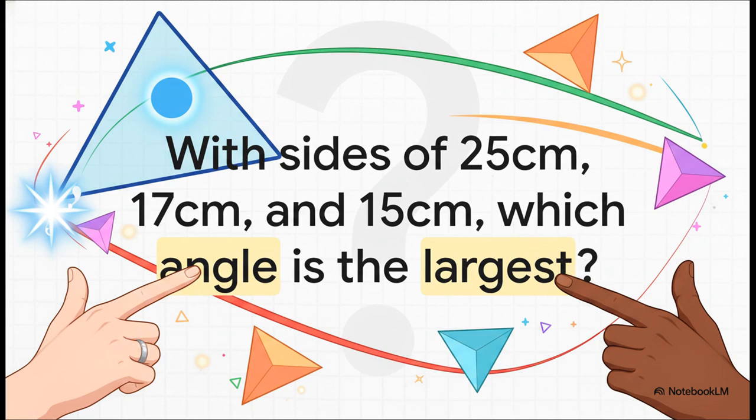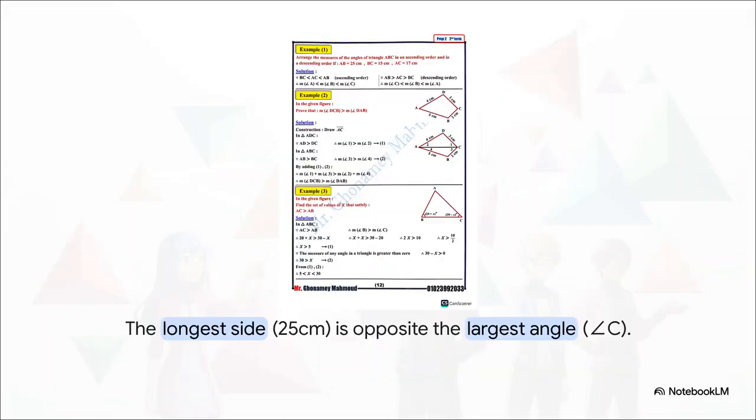Okay, your turn. Quick challenge. Say you have a triangle with sides of 25, 17, and 15 centimeters. Which angle has to be the largest one? Just think back to that alligator rule we just talked about. You got it. The 25-centimeter side is the longest one, so the angle sitting right across from it, angle C, has to be the biggest angle in the whole triangle. It's that easy. If you know the sides, you automatically know the size order of the angles.